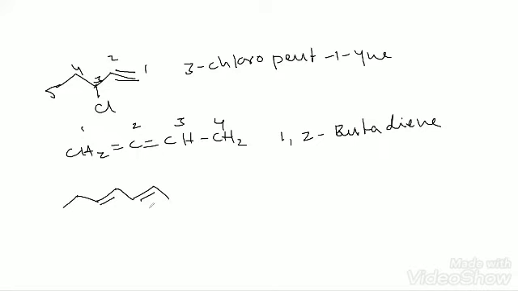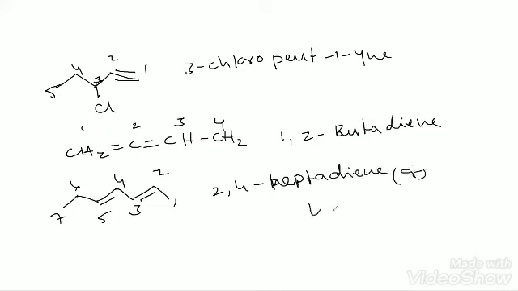So in this case, the numbering has to start from here: 1, 2, 3, 4, 5, 6, 7. The double bond is at the second position and the fourth position. So you can write 2,4-heptadiene, or hepta-2,4-diene. Both are the same. Here also the same thing: buta-1,2-diene you can write.